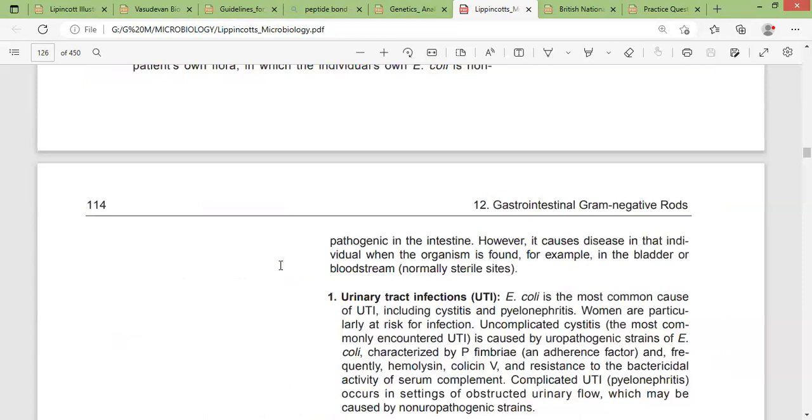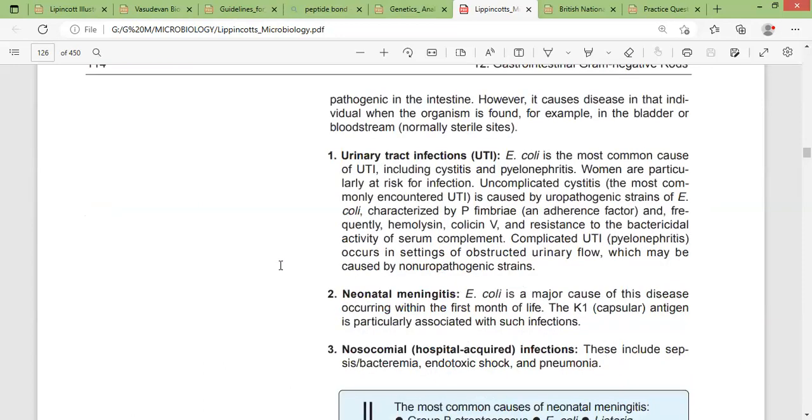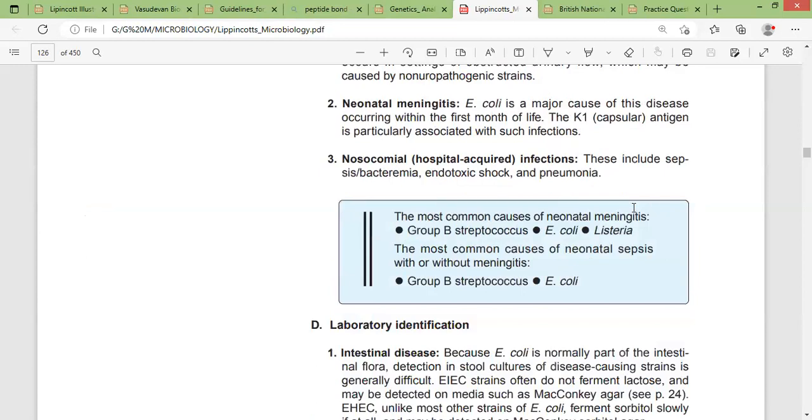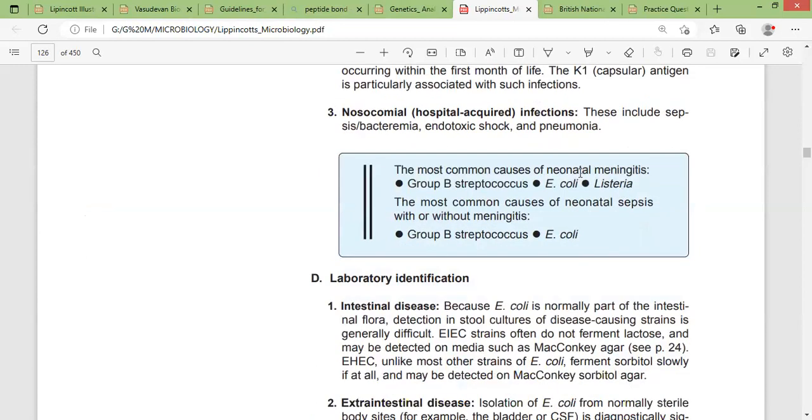We've also mentioned that it does cause UTI. It's also implicated in meningitis, neonatal meningitis. That was group B streptococci, the Streptococcus agalactiae. Just a reminder, nosocomial infection is something you can always throw in there. It is something we said group B streptococci.